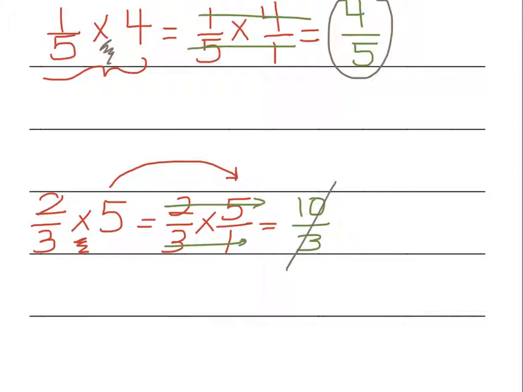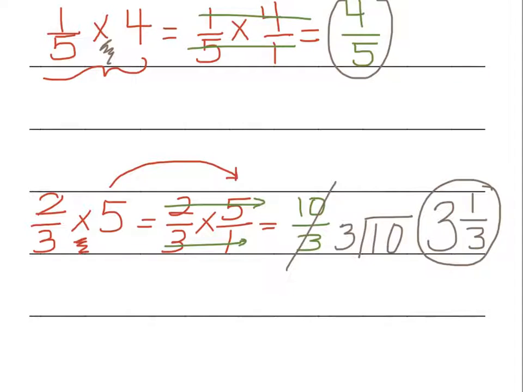That would not be the correct answer. You would do 10 divided by 3. You don't have to write out the division problem, but I'd rather you do it if you think you might make a mistake. 3 goes into 10 3 times with 1 left over, and we place it over a 3 because that's what our denominator was, and that's our final answer.